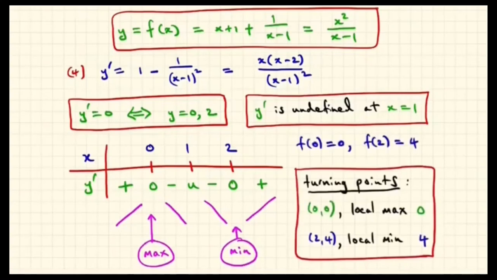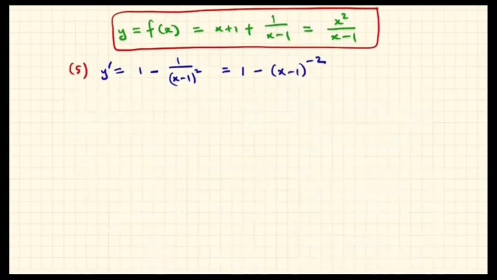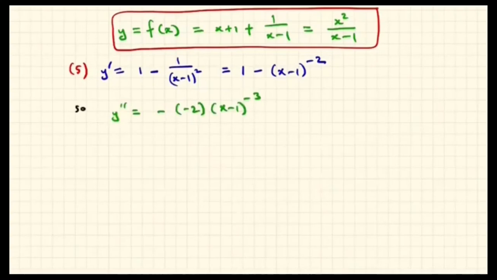To find the second derivative, now let's find the second derivative. We can rewrite the first derivative as 1 minus (x minus 1) to the negative 2. And this gives us the second derivative as 2 times (x minus 1) to the negative 3 power. Which can be rewritten as 2 over (x minus 1) cubed.